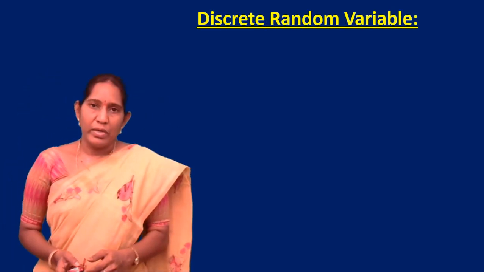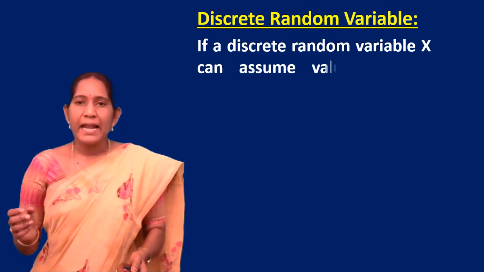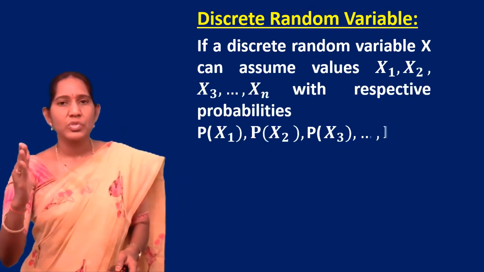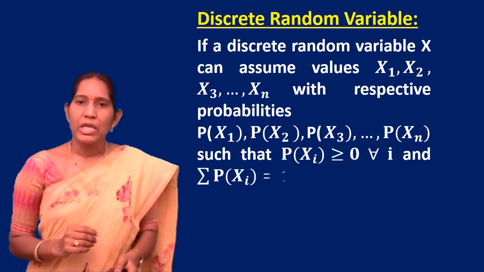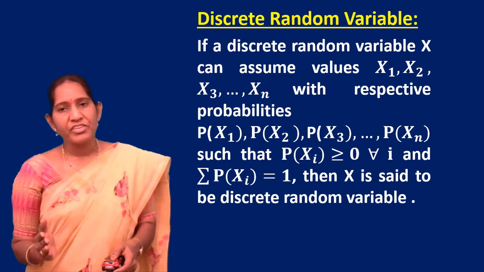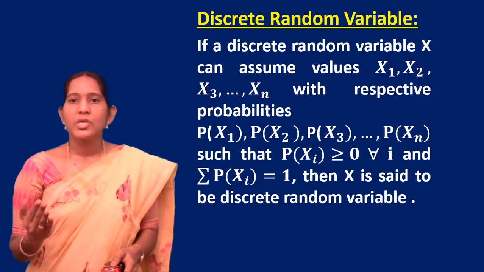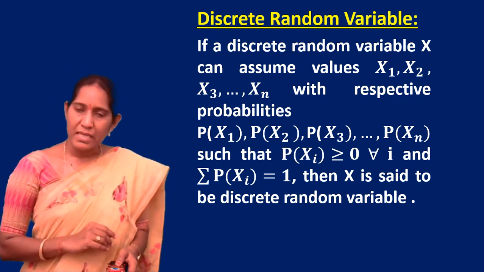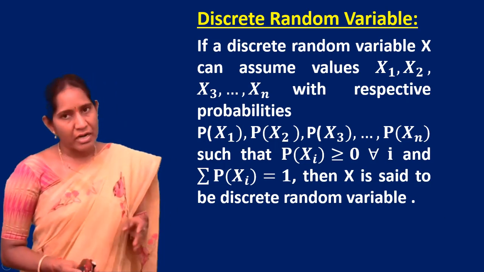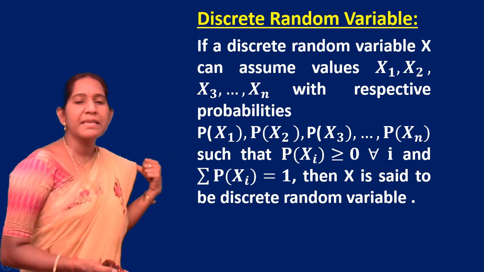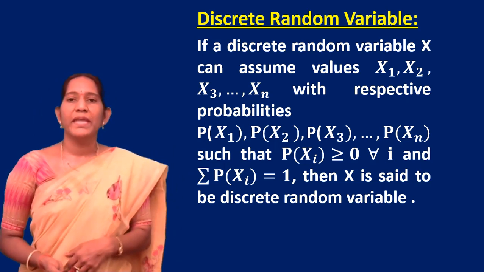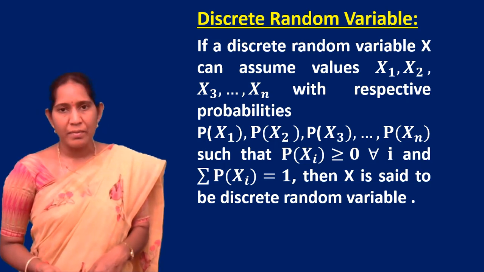Discrete random variable. If a discrete random variable X can assume values x1, x2, x3, and so on, xn with respect to probabilities p of x1, p of x2, p of x3, and so on, p of xn, such that p of xi is greater than or equal to 0 for all i, and sigma p of xi is equal to 1, then X is said to be a discrete random variable.